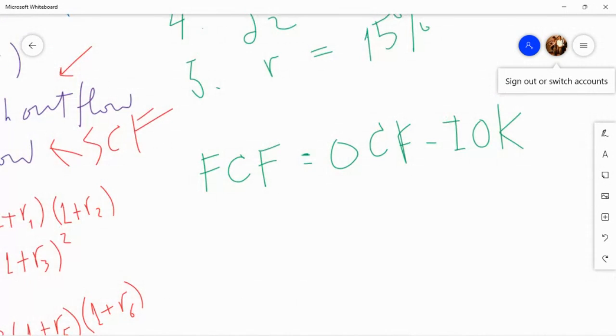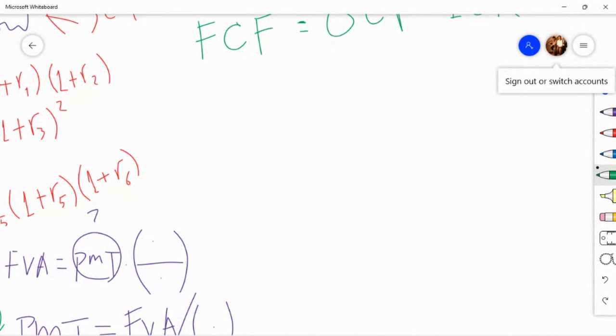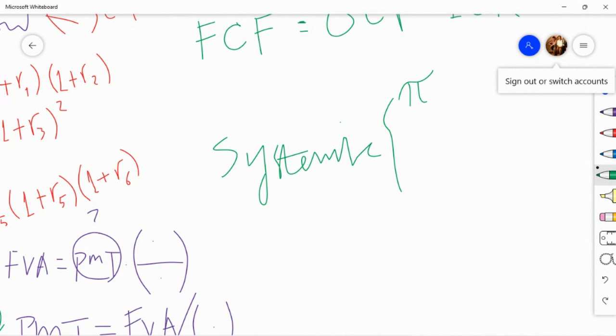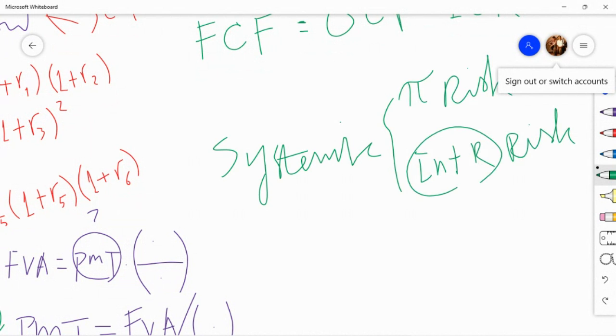So let's think about it. First, systemic: two are systemic, and one is inflation risk. The other one is interest rate risk, which is also called maturity risk, right? Price risk or maturity risk. You must know them by different names.